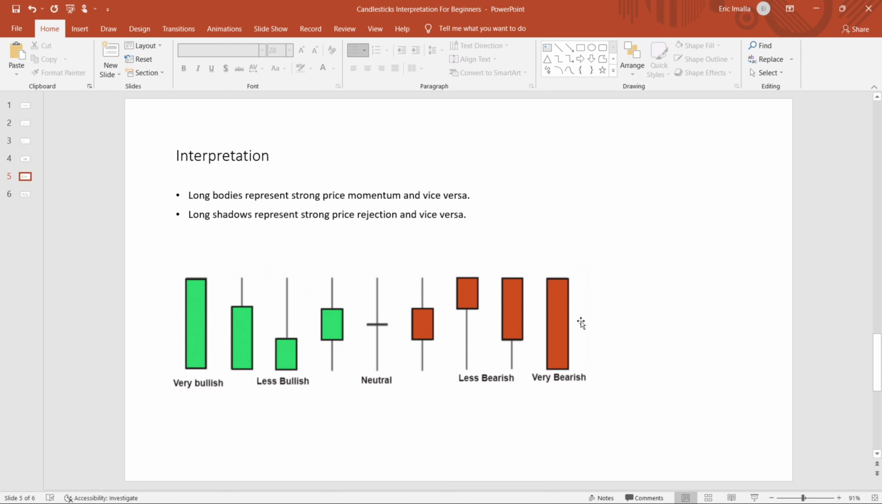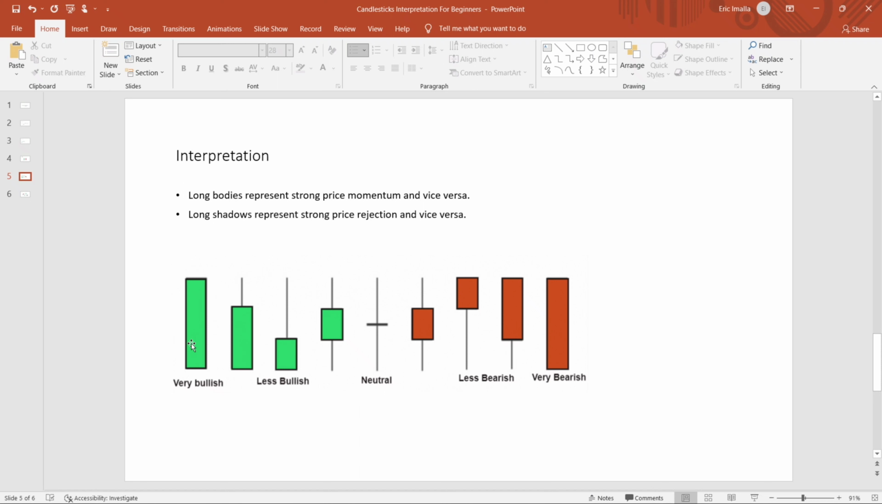This will help you to also make decisions, because for example, if you already know that you have strong selling pressure, you wouldn't want to buy in this market, right? Yeah. So if you compare the size, or rather the length of the bodies of the candlesticks, they simply try to show you the behavior. Just as you mentioned, the longer the body, the stronger the price momentum. The shorter the body, the weaker the price momentum.